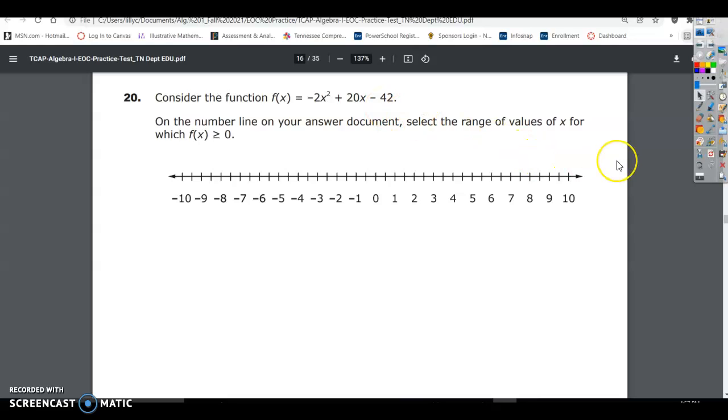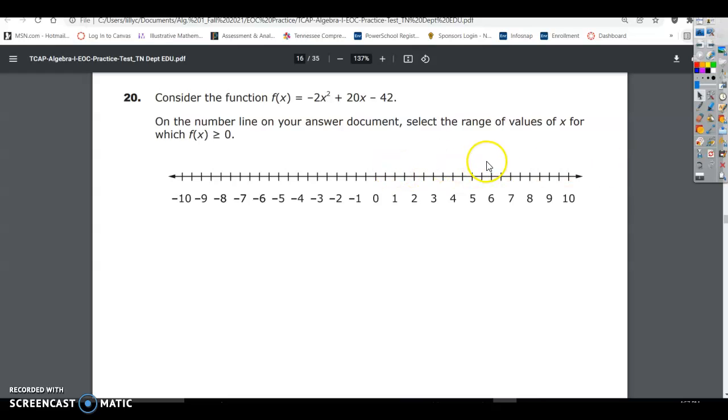Algebra 1 EOC practice test number 20. All right, consider the function f of x equals negative 2x squared plus 20x minus 42. On the number line of your answer document, select the range of values of x for which f of x is greater than or equal to 0.